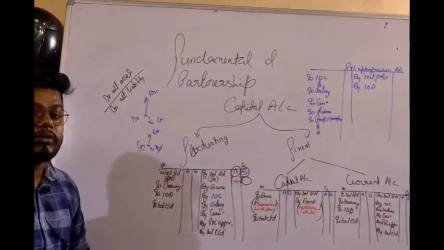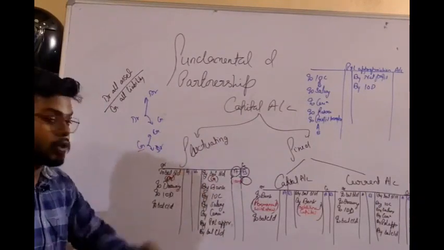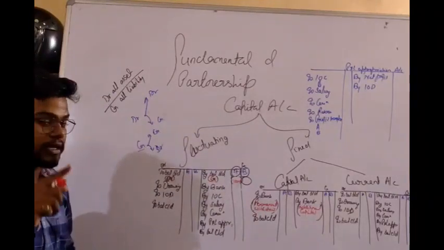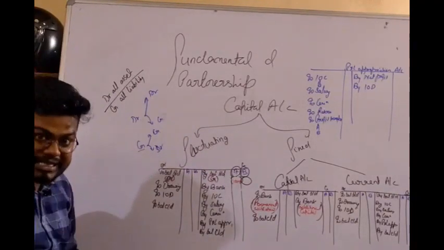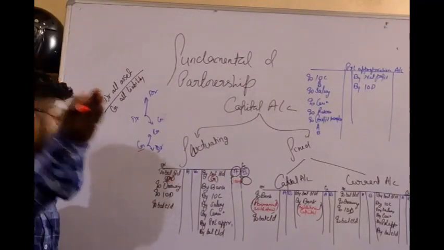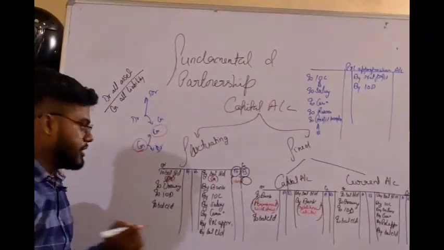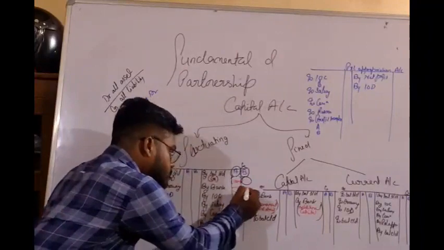So what amount of capital he has contributed total? Sir, 2 lakh. 1 lakh he has invested, 1 lakh more he is bringing. That means his capital balance is increasing. Yes, sir. So to increase credit balance, what we have to do? Credit. So we'll write over here.